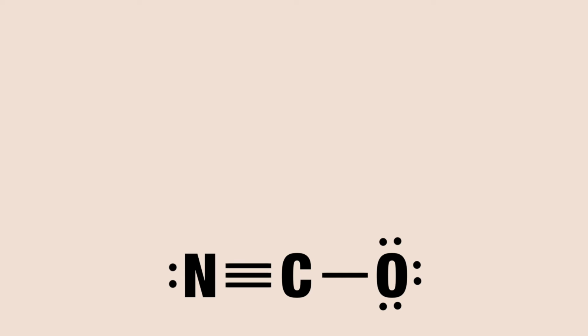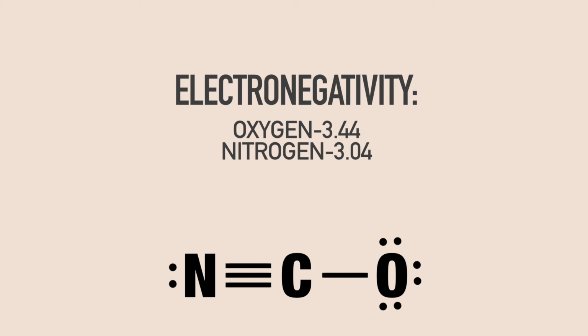For example, in the molecule cyanate, oxygen has a higher electronegativity than nitrogen. Therefore, it will have a larger pull on the shared electrons. Thus, the oxygen side of the molecule has an induced negative charge, and the nitrogen side of the molecule has an induced positive charge.